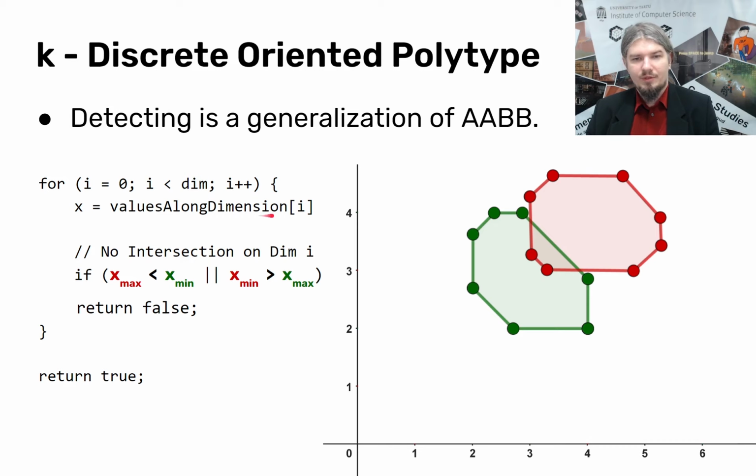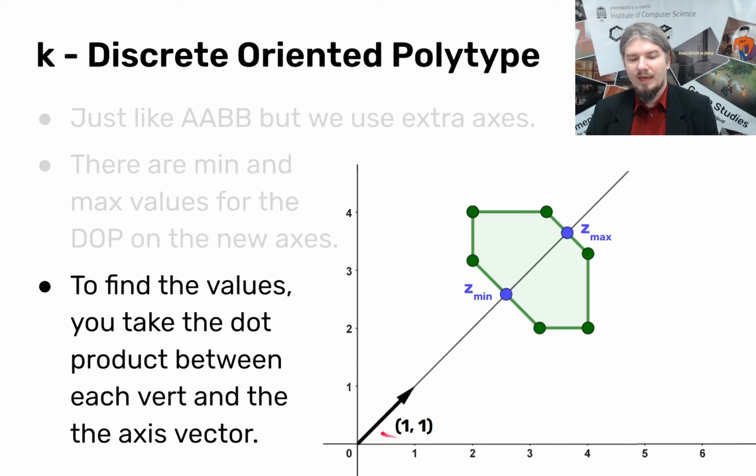We take the values along each of these dimensions, the values for one bounding box and another one, and we compare again if the maximum of one box is lower than the minimum of another box, or if the minimum of one box is larger than the maximum of another box. If this is true for any of the axes, then we return false, and if it's not, then we return true. Note that these values don't actually need to specify the exact Euclidean distance. As long as they're on the same scale, this check will work. This means that when we have this vector (1, 1), we don't actually have to normalize it.